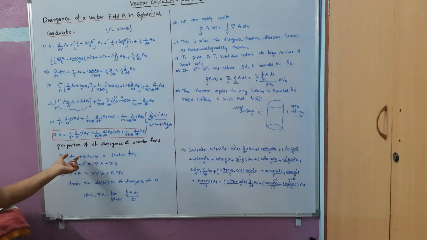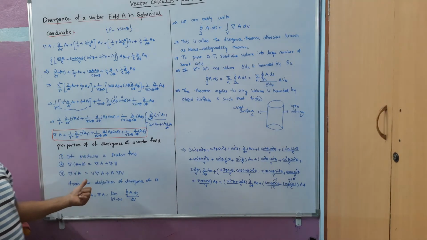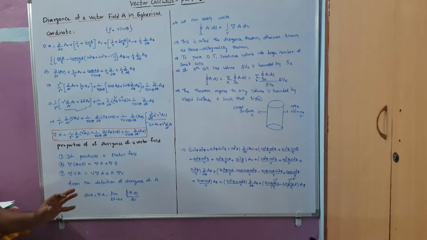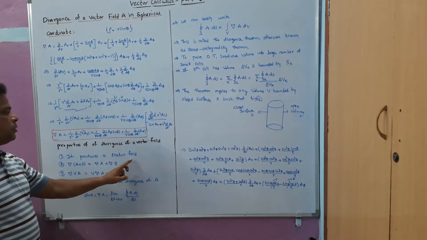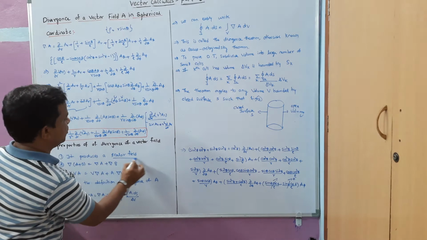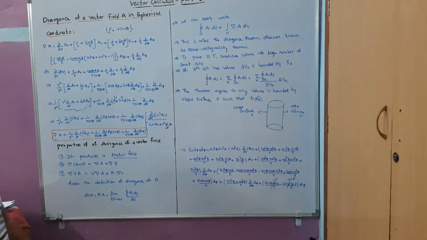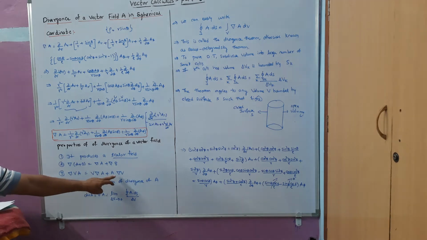Now let us see a few properties of the vector field A. Always, the result of the divergence is going to be a scalar field. So always remember that we get the result as a scalar. You can see here it is a scalar, okay. Next one, del dot of A plus B. Here we have the simple operation: del dot A plus del dot B. And here, del dot of v A, where v is a scalar, is v del dot A plus A dot del v.